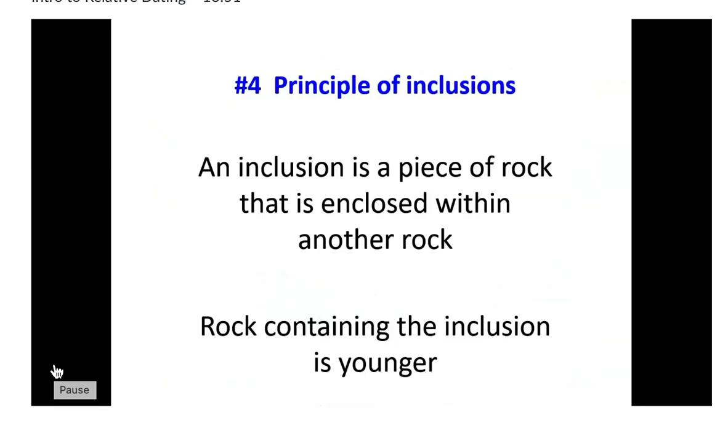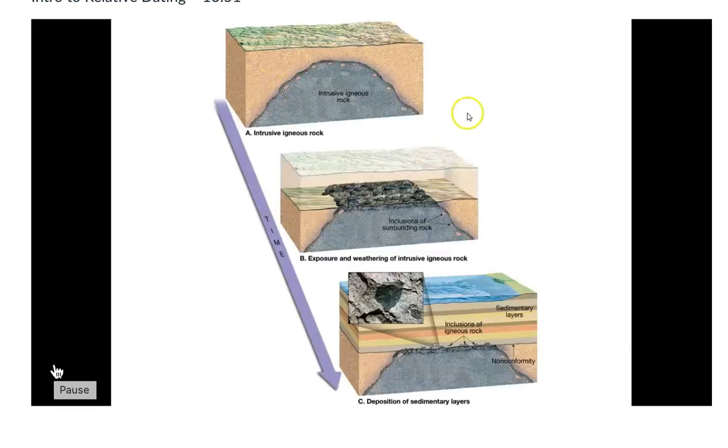The next principle of relative dating is the principle of inclusions. An inclusion is a piece of rock that is enclosed within another rock, and the rock containing the inclusion is younger. Let's take a look at the example up here at the top of the page. We have host rock, right, which has experienced an upwelling of igneous rock into that host rock. And we can see the igneous rock now contains inclusions or pieces of the host rock.